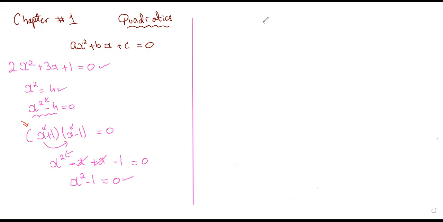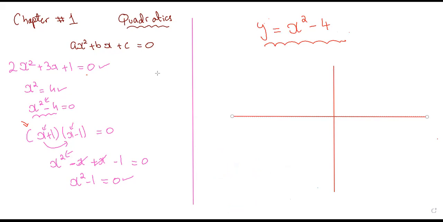What if this is the question? y equals x squared minus 4. Now for this, we have multiple choices, right? First thing is first, let's just draw the axes, y-axis, x-axis.